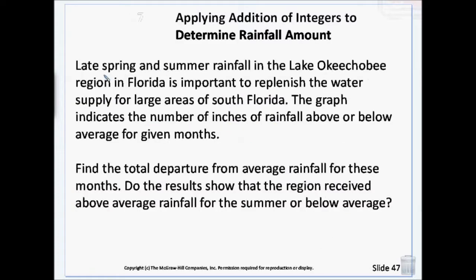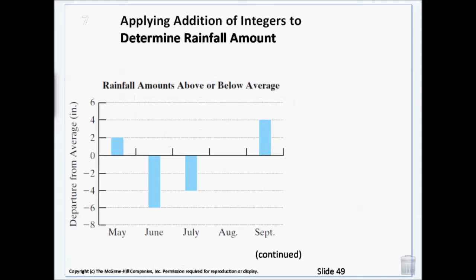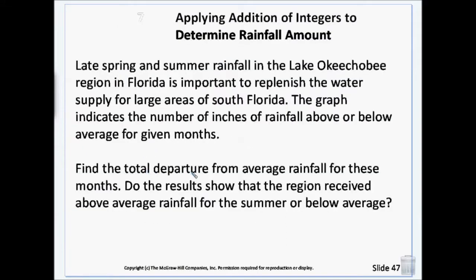For this problem. So, late spring and summer rainfall in the Lake Okeechobee region in Florida. It is important to replenish the water supply for large areas of South Florida, otherwise known as the Everglades. The graph indicates the number of inches of rainfall above or below average for the given months. There's our graph. And we want to find the total departure from average. So average ends up being 0 on this problem. Our average isn't 0, but average on the line would be equivalent to 0 because we're talking about departure from average.